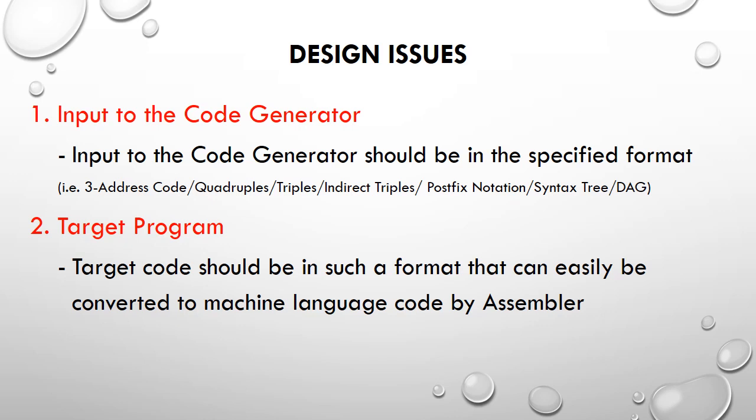Second design issue is the target program. The target program should be in such a format that it can easily be converted to machine language code by the assembler. It means the code generation phase is generating some target program or assembly language code, and it should be easily convertible to the machine language code by the assembler.